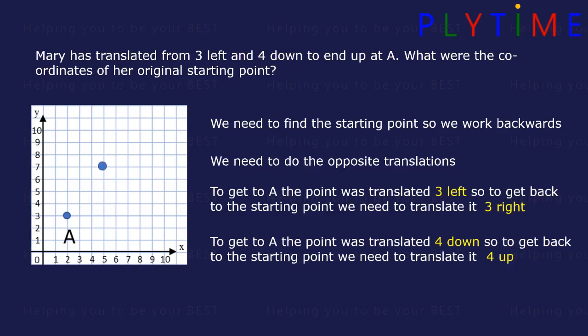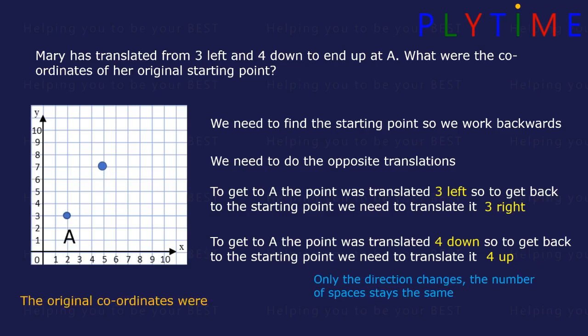Now we can find the coordinates of the starting point. Only the direction changes, the number of spaces always stays the same. And the coordinates of the start point were (5, 7).